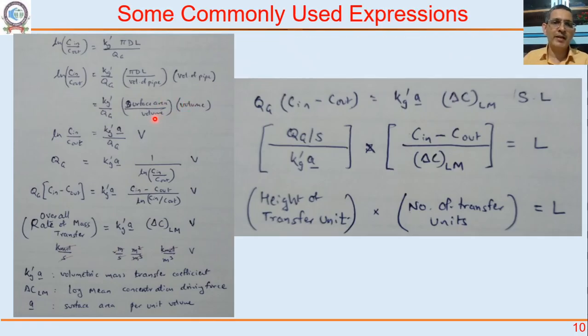So this surface area per unit volume is a very important parameter. We are going to denote that by A bar. How much surface area is there per unit volume? Obviously, the higher the surface area per unit volume, the higher would be the mass transfer rate.